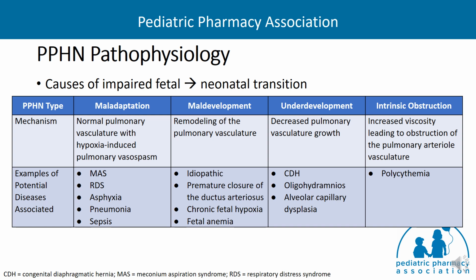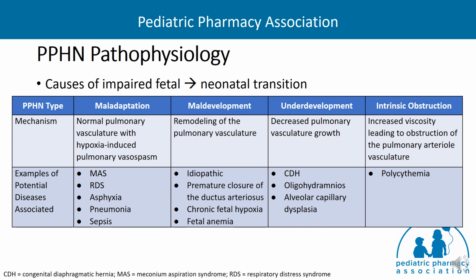So maladaptive specific PPHN is characterized by abnormal remodeling of the pulmonary vasculature. This leads to hyperplasia and thickening of vessel walls, impaired blood flow, and impaired gas exchange. Sepsis currently accounts for approximately 30% of these maladaptation-related cases, and other causes of maladaptive PPHN include meconium aspiration syndrome, RDS, asphyxia, and pneumonia.